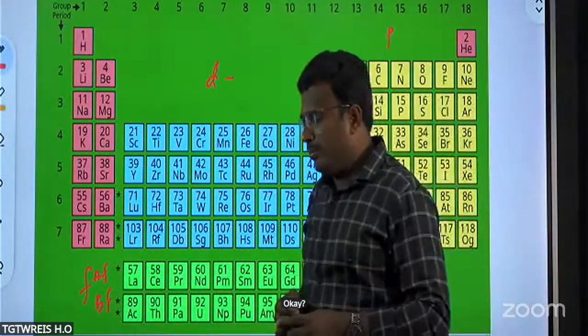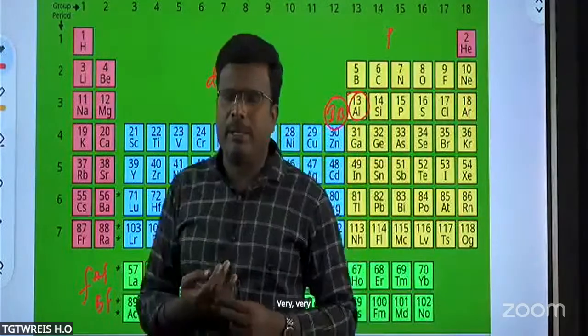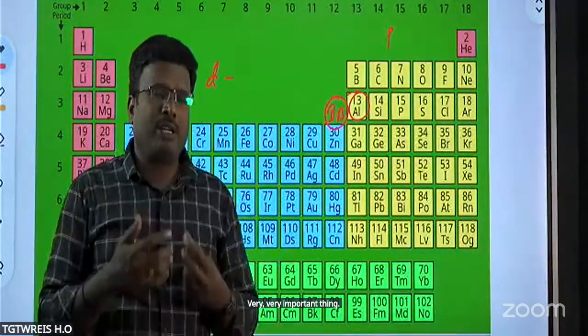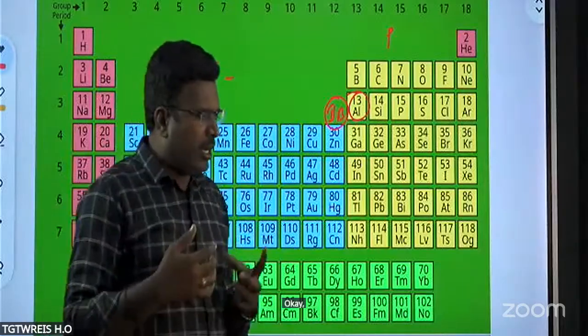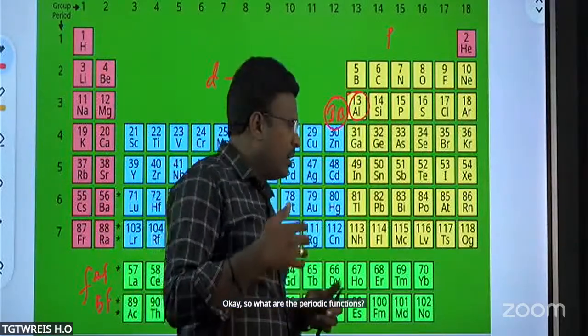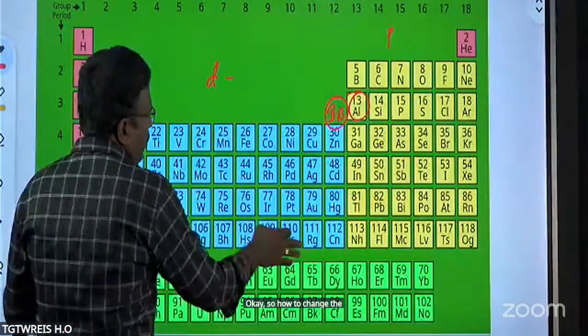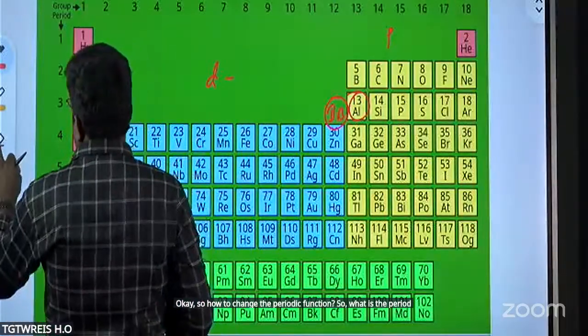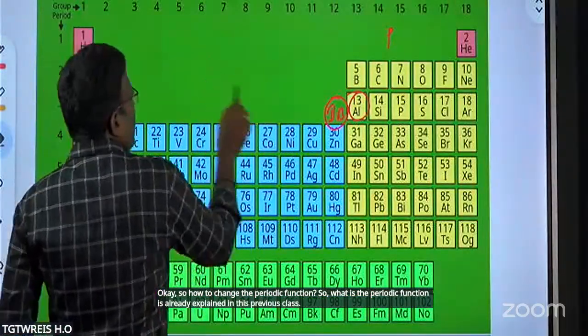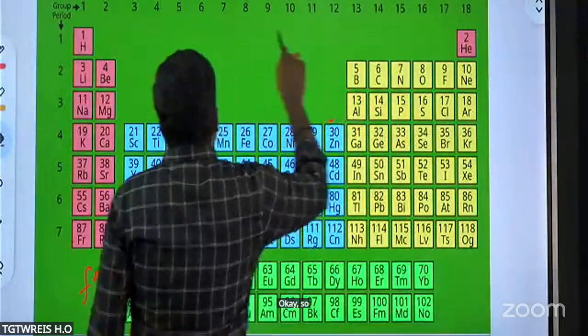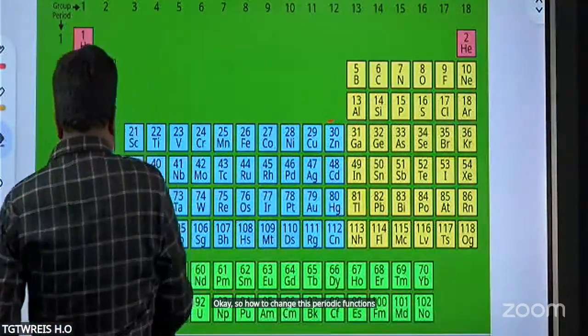Okay, now a very, very important thing: periodic functions. So what are the periodic functions? How do they change? What a periodic function is was already explained in the previous class. So how do these periodic functions change in groups and periods?